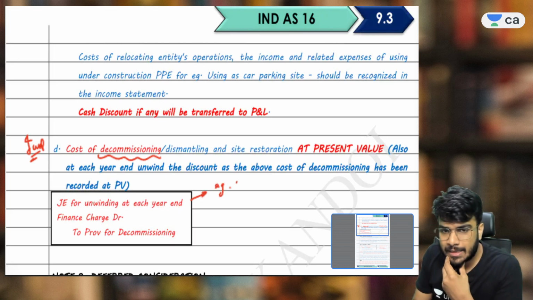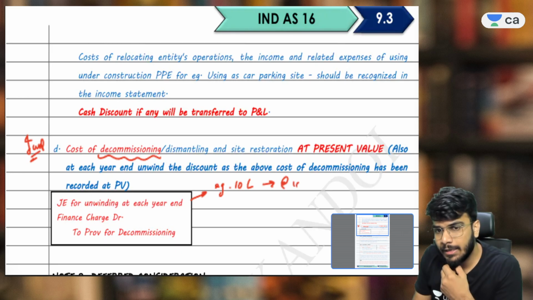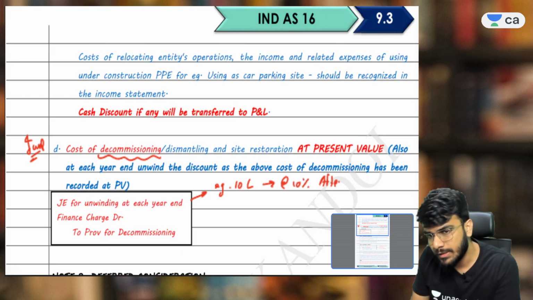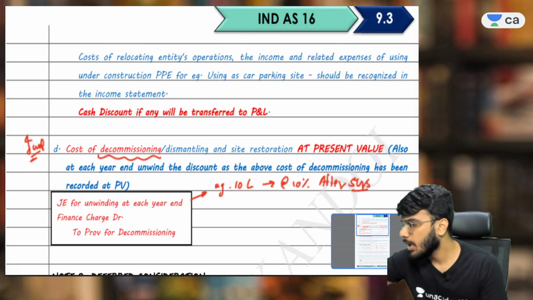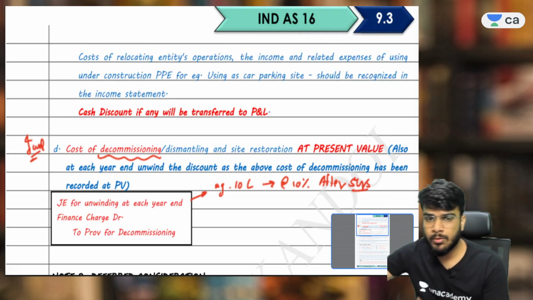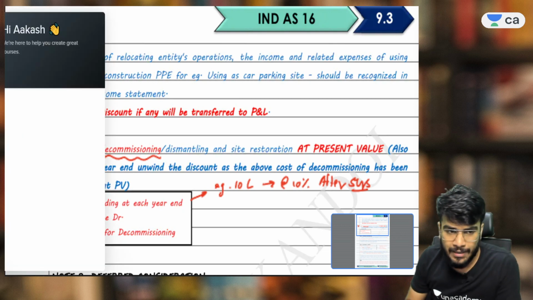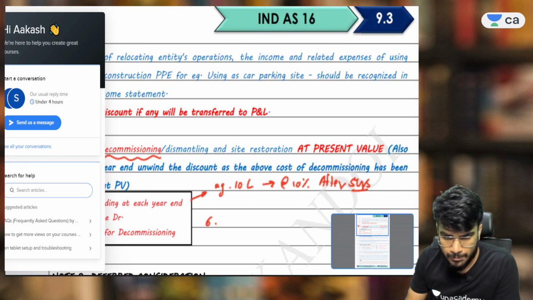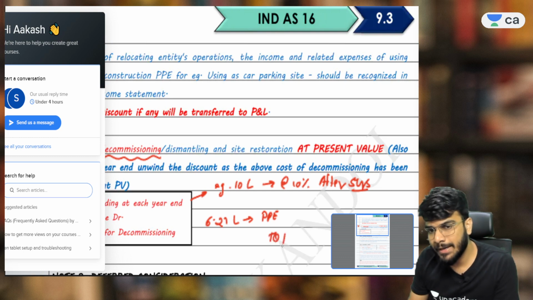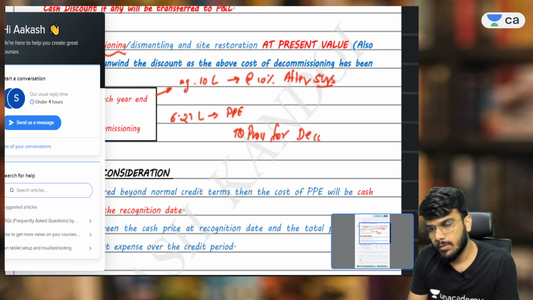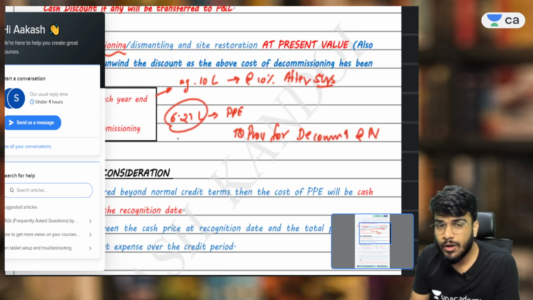So let's say, for example, there is a decommissioning cost of 10 lakhs at the rate of 10%, which is to be incurred after 5 years, right? So what will be the present value of this amount? If I calculate 10 lakhs divided by 1.10 to the power of 5, the present value which is to be added in the cost of PPE will be 6.21 lakhs, right? So the entry for this present value will be PPE to provision for decommissioning.